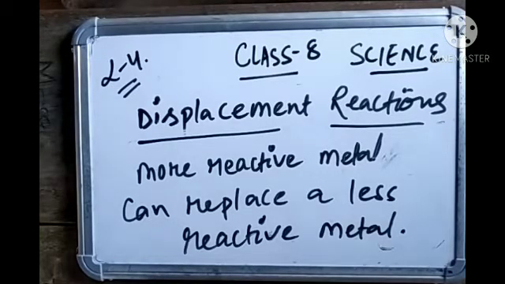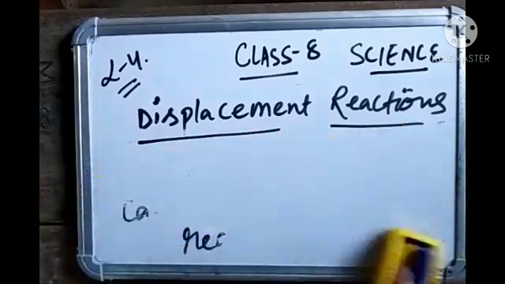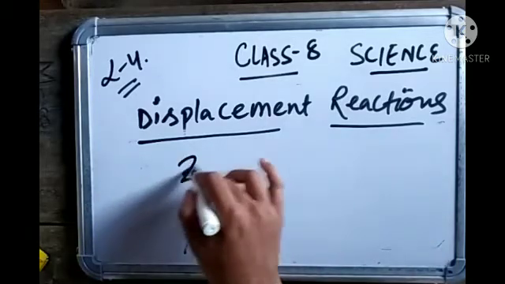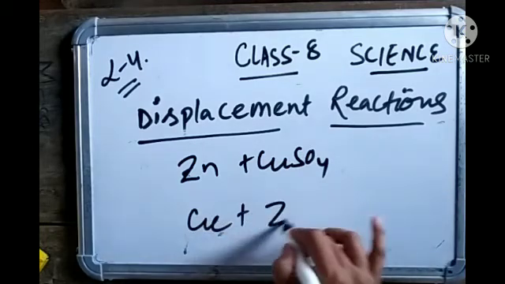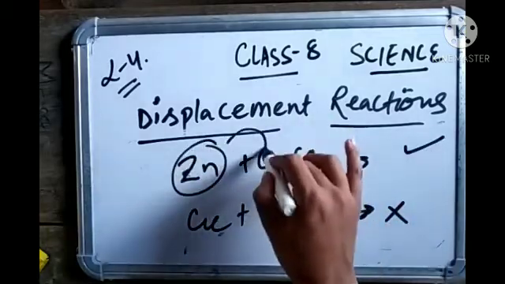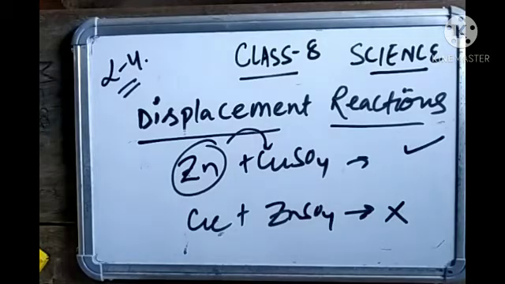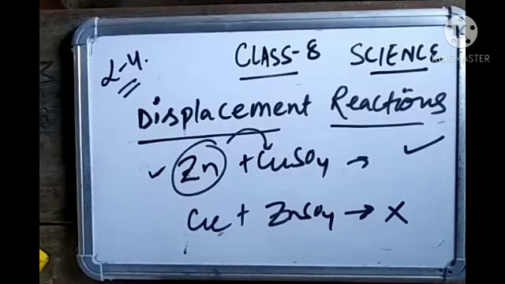So when we add zinc to copper sulfate, a reaction will take place, but when we try to add copper in zinc sulfate solution, there will be no reaction, because zinc is more reactive than copper. So according to the rule of displacement reaction, a more reactive metal can displace a less reactive metal. So the most important point that you should remember regarding displacement reactions is that a more reactive metal can displace a less reactive metal.